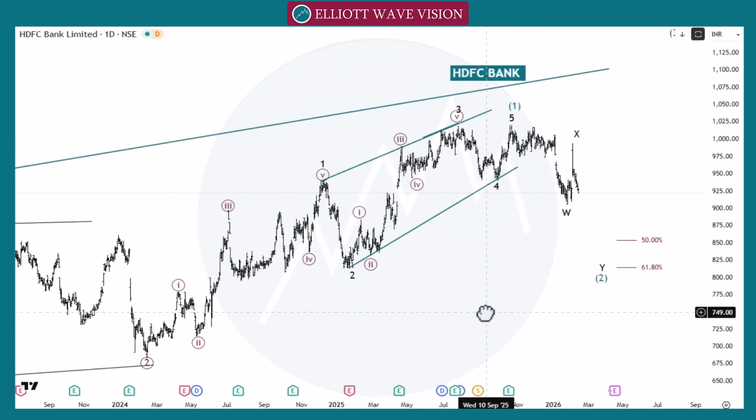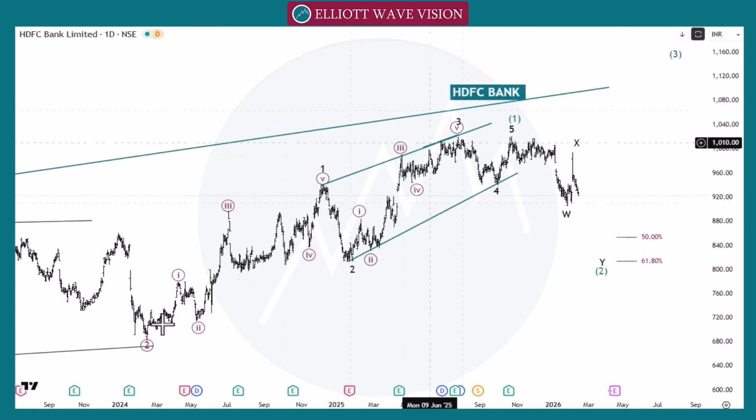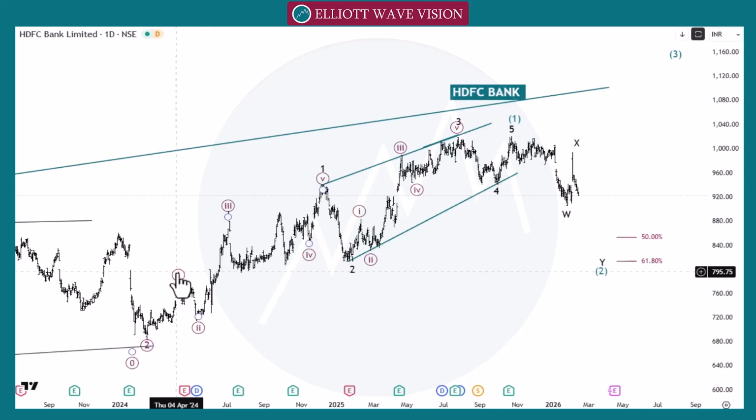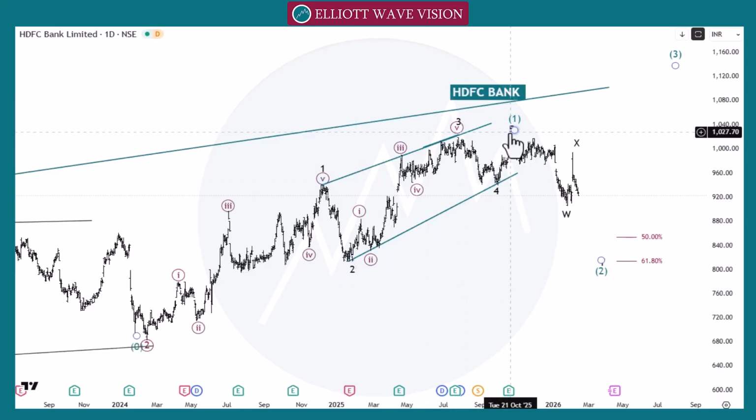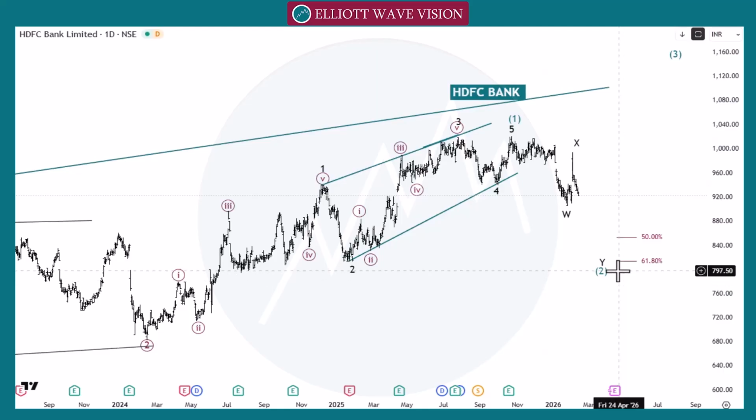So in HDFC, we count this structure after this brown wave 1. Market gives us this move as a brown wave 1, 2, 3, 4, 5 of black wave 1, black wave 2, 3, 4 and 5 of this green wave 1 as a leading diagonal. After this leading diagonal, we are looking for this correction towards the 800, the end of group 2.